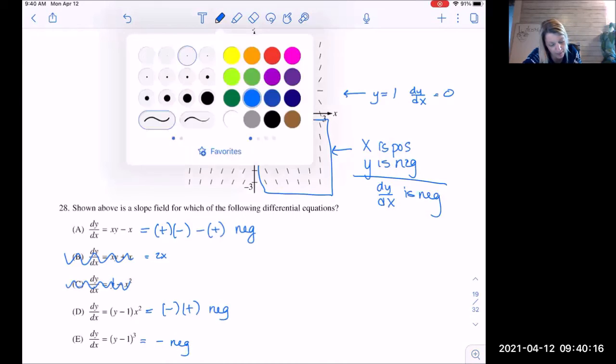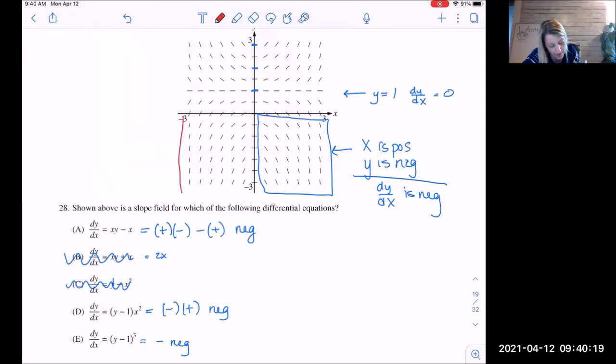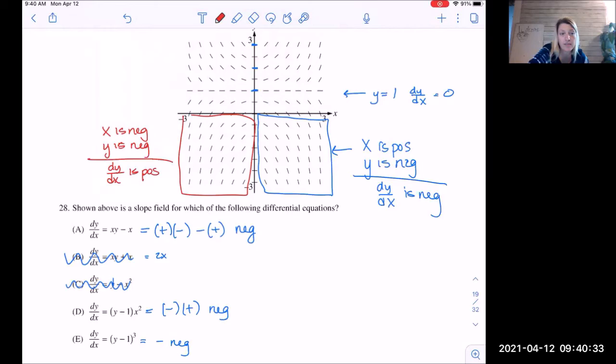Let's try the same thing, but over here. Here, when X is negative and Y is negative, then dy dx is positive, right? That's what those are telling me.